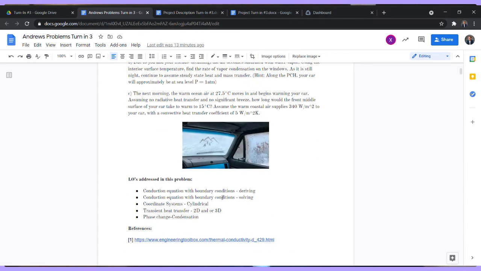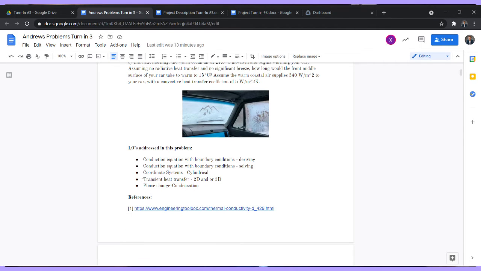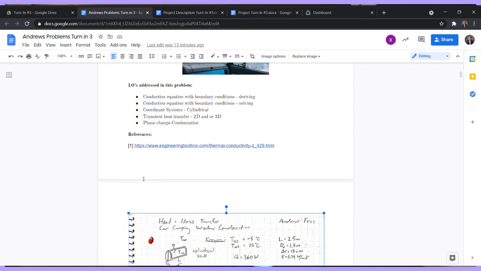And so this problem addresses conduction equation boundary conditions, or conduction equation deriving, solving, uses this cylindrical coordinate system, and solves for transient heat transfer as well as condensation.